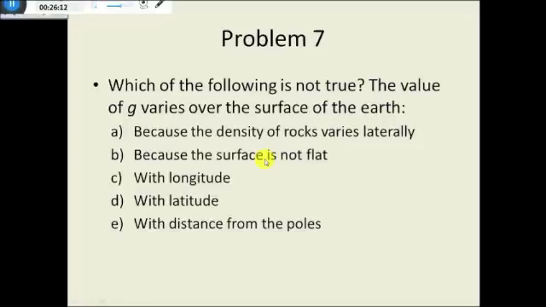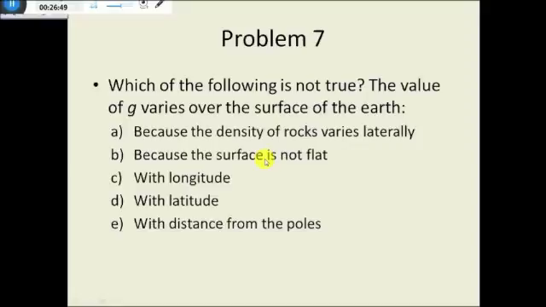So, for A, is it true that G varies because the densities of rock vary laterally over a horizontal surface? Well, the question is, do rocks change as you walk along? Does the rock type change? Yes or no? Usually, yeah. It might take a while, but it will change. Does a change in rock type cause a change in G? Think about what we did on Wednesday afternoon. When we went over, we had a body of gold. As we went over it, G went up.